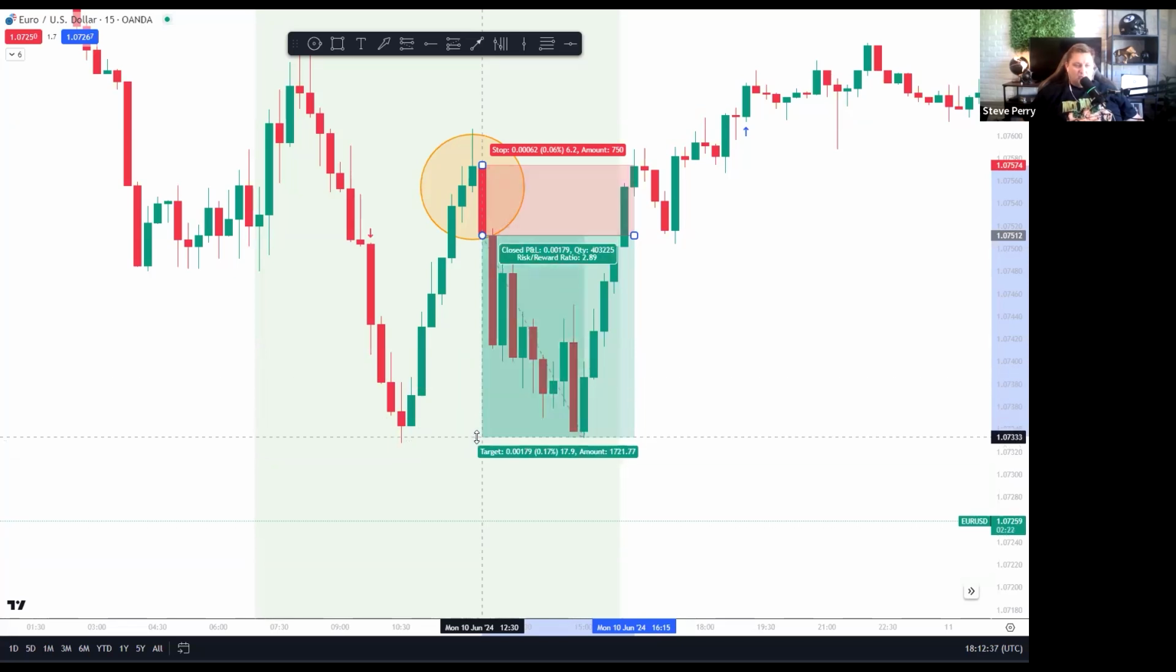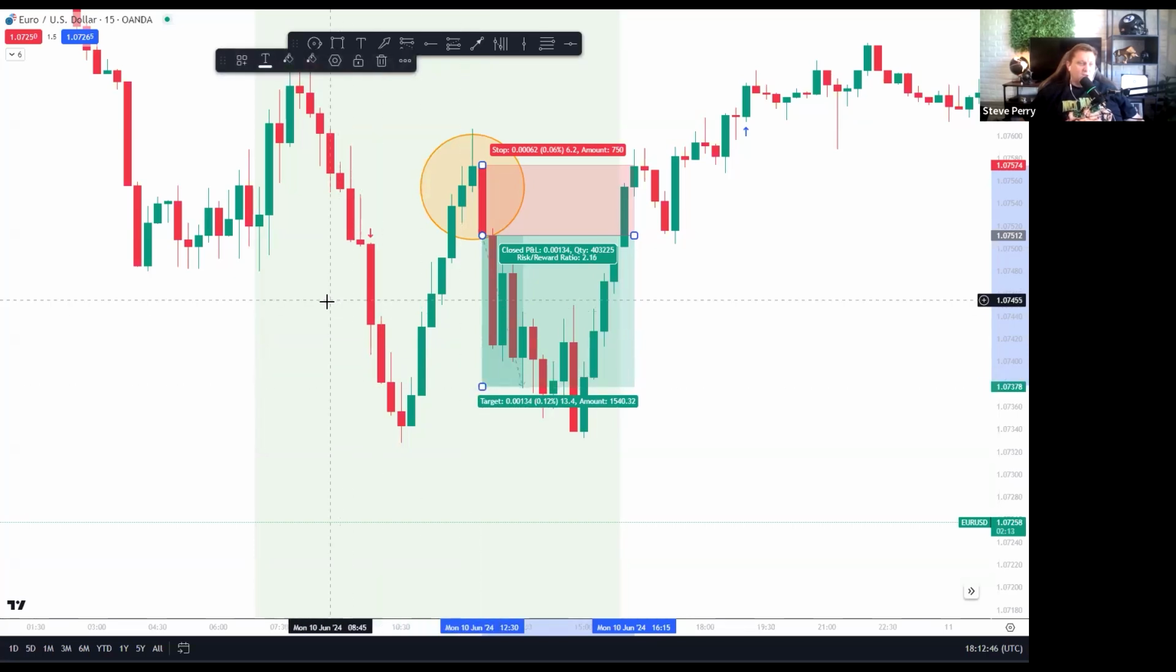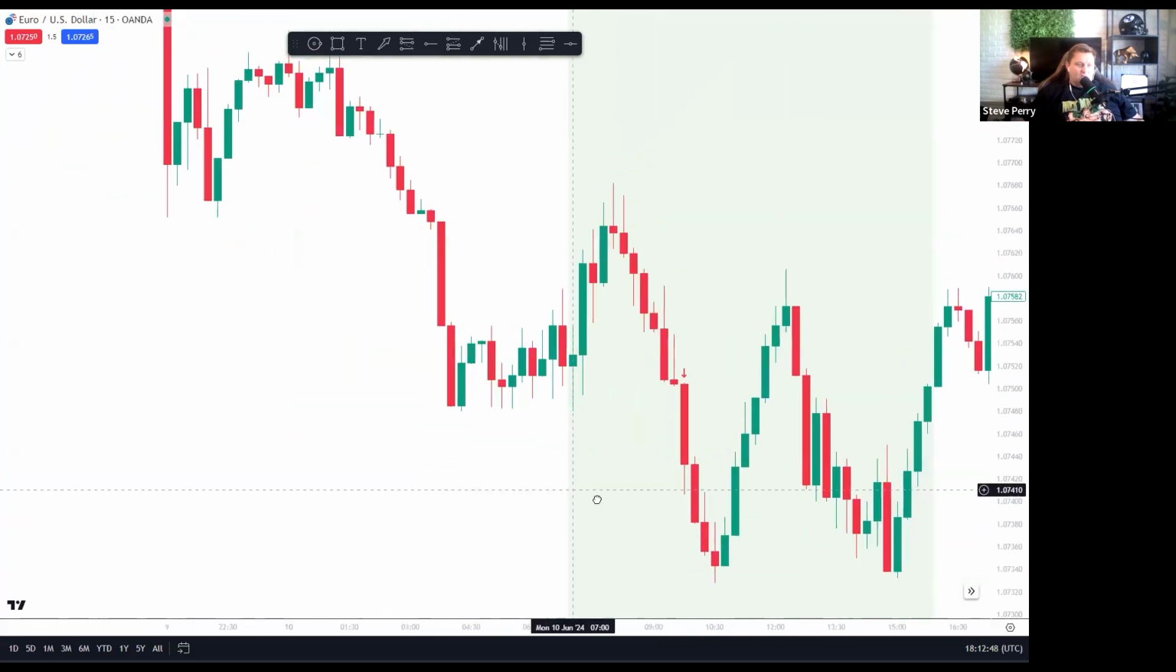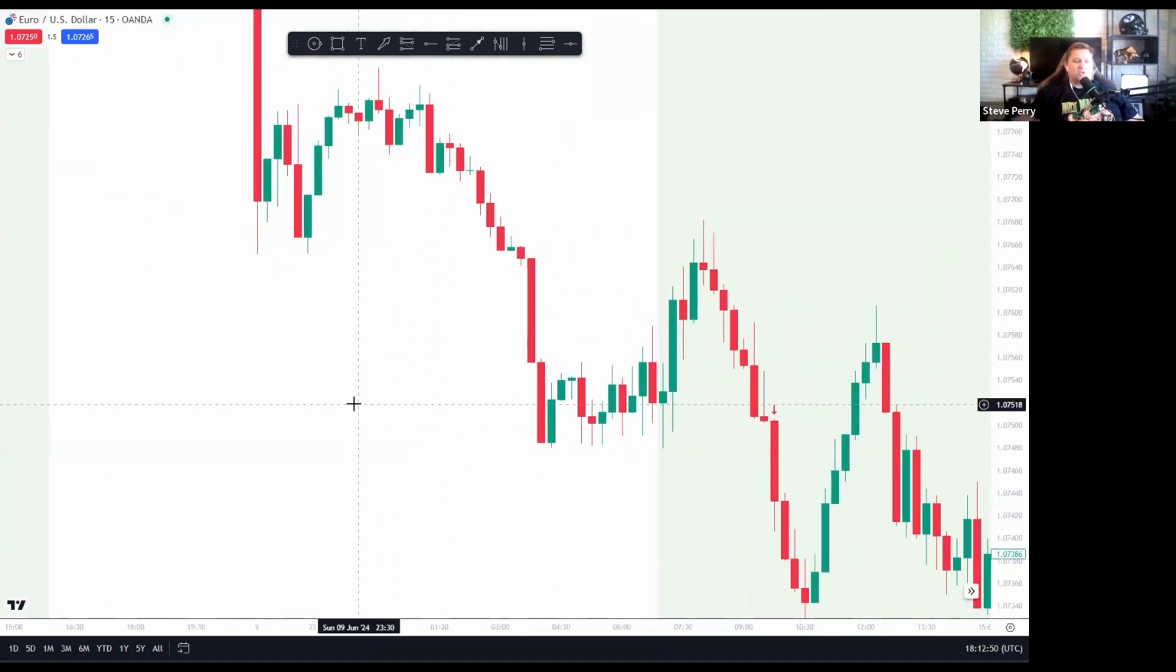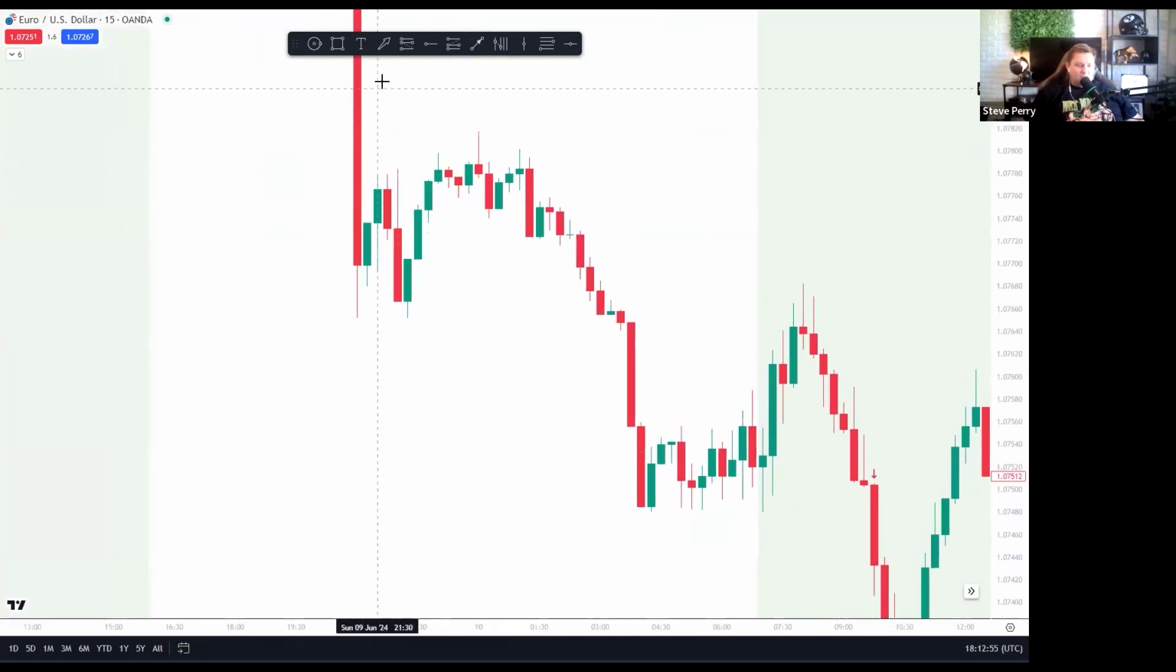So in both examples that we just looked at, it didn't quite get to 1 to 3, but it did get to 1 to 2 in both examples. So that's an interesting observation. Okay, let's look for another one. I want to do several of these just to make sure you guys get it. Here's another really good 3 bar reversal right here.